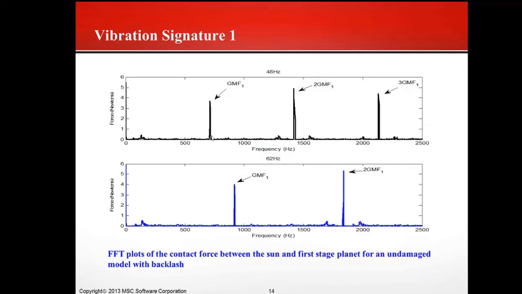So you will see the gear mesh frequency of the first stage and the second stage, and its superharmonic peaks show up, which makes sense. It's matched with the published results. The input is 48 hertz and another one is 62 hertz. And of course at 62 hertz, the speed changes, so the gear mesh frequency of the first stage changes. But the vibration signature, the vibration patterns, are similar.